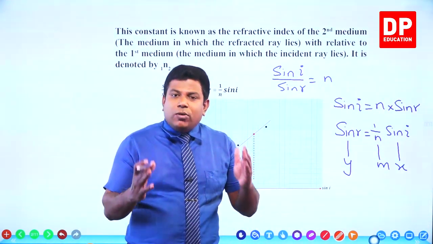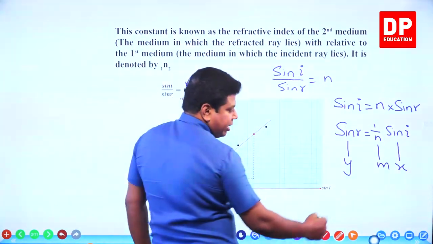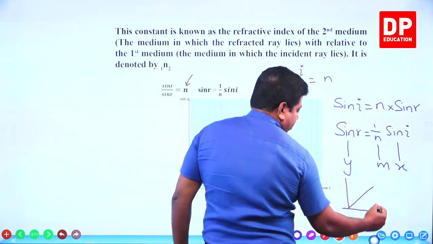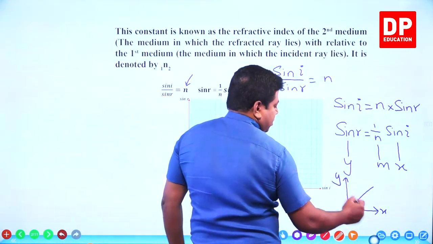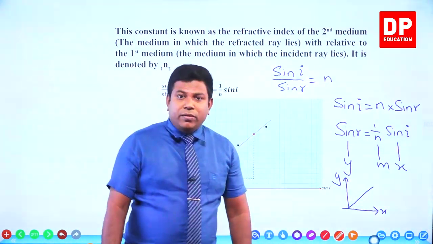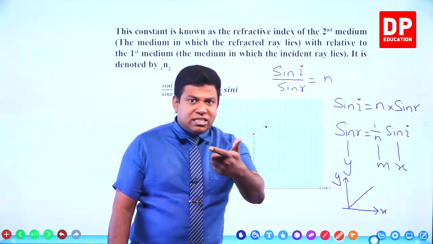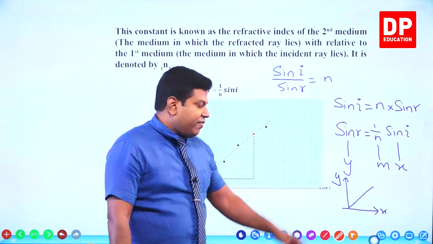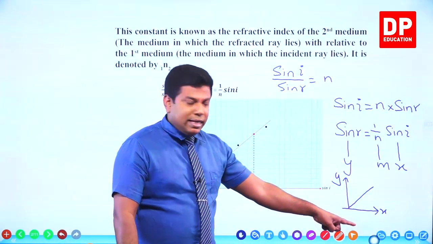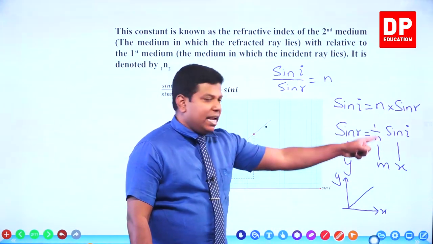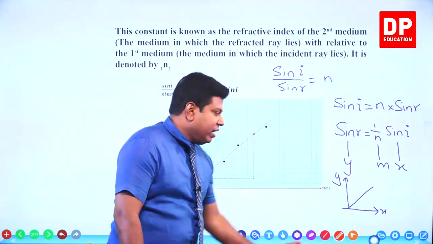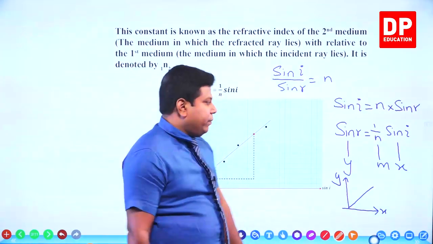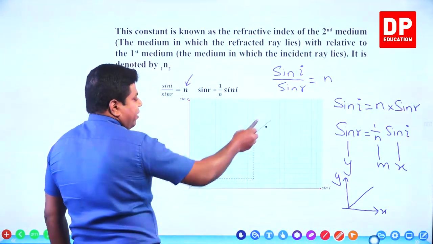You know how the graph of y equals mx has to be. It has to be a straight line starting from the origin. Why? There is no intercept. It's mx plus c, but plus c is not there, which means the intercept is zero. Intercept is zero means the graph has to start from the origin. And m is a positive value. N is positive. So, if the constant m is positive, the graph will be an upward graph. Understood? So when you draw the graph, this is how it has to be.